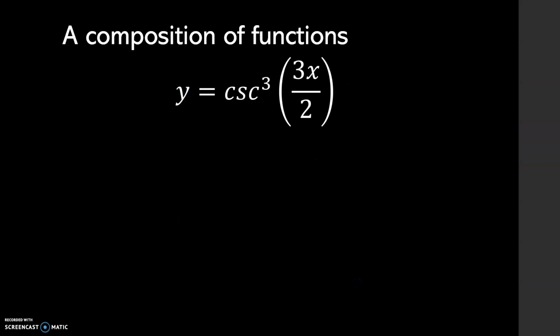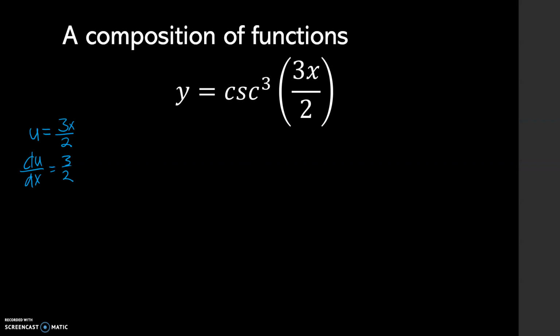Okay, how do we do this? It's actually very similar. So what's the innermost function for cosecant cubed of 3x over 2? We're going to do this the long way. The innermost function, which we're going to call u, is 3x over 2. Don't get fooled, you don't need the quotient rule there. 3 over 2 is a constant multiplier, so du over dx is just 3 halves.